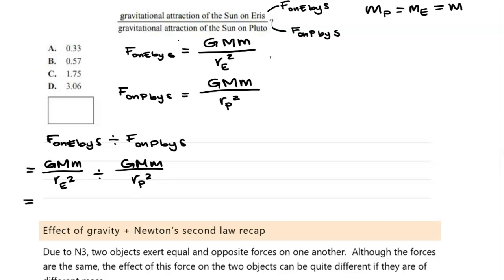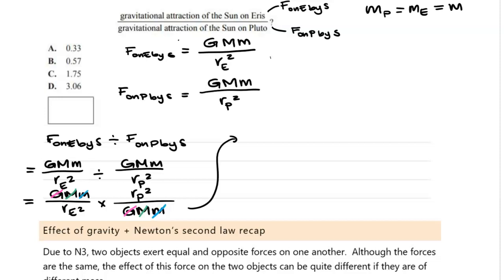Okay, so let's multiply by the reciprocal, G M m on r Eris squared times r Pluto squared on G M m. So now we can cancel off those G's no problem. We can cancel off the mass of the sun, and we can cancel off that unknown mass of each of these dwarf planets. That's pretty good. So all we're left with on the numerator is r Pluto squared on r Eris squared.